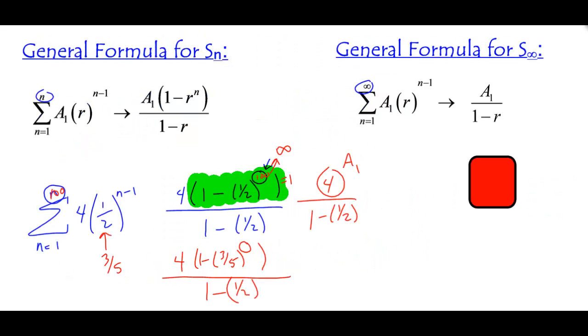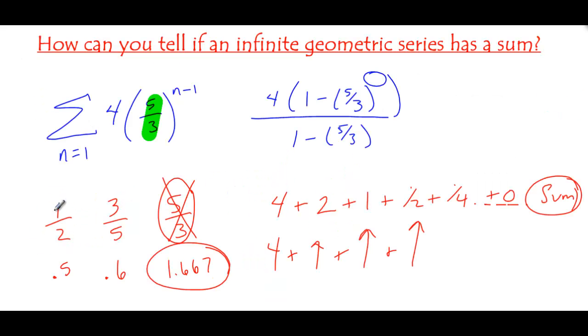The only time that this formula works is when the common ratio, the absolute value of the common ratio, is less than 1. So don't just look for a fraction. Remember, fractions are only less than 1 if the numerator is smaller than the denominator. If you get a fraction but the numerator is larger, or you get something that's not even written as a fraction, an integer value, then we know we have no sum.